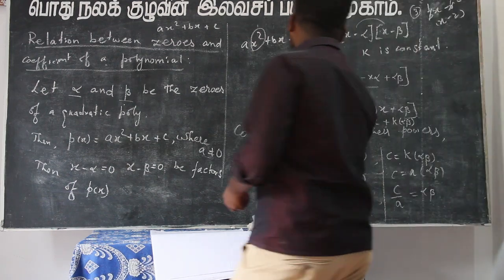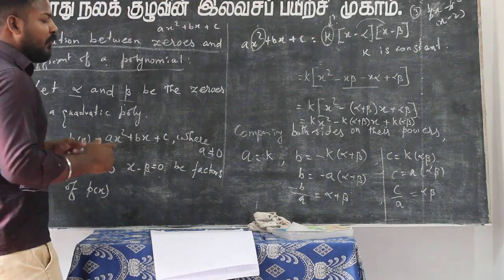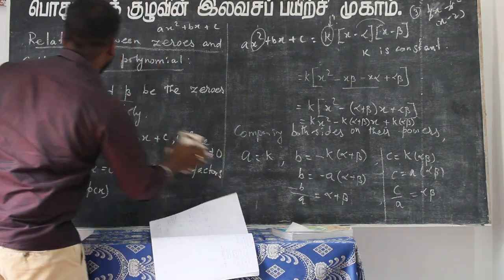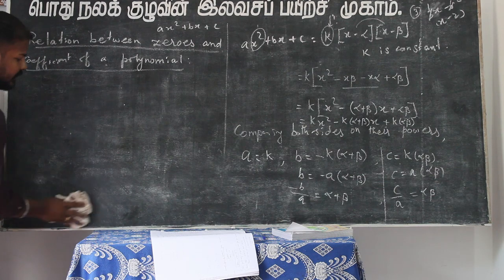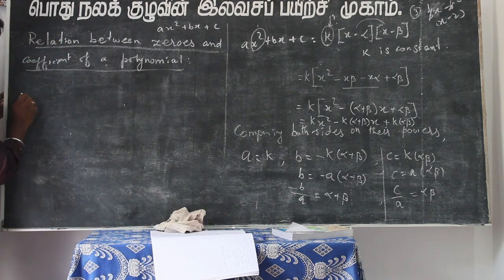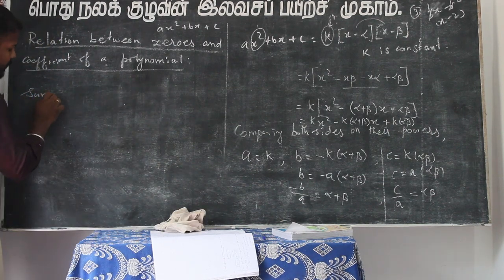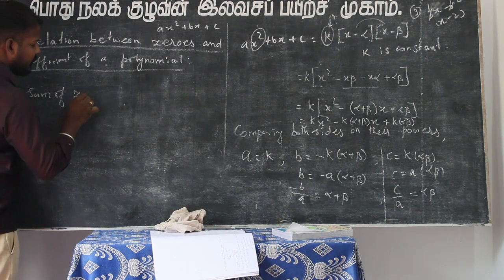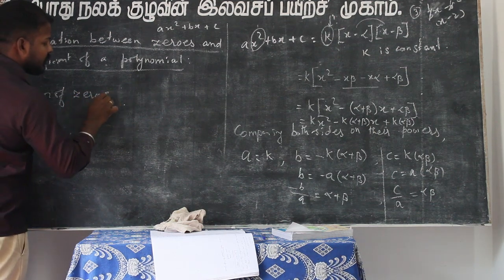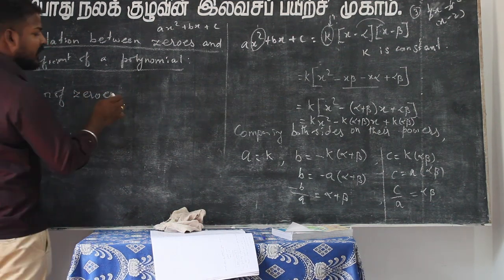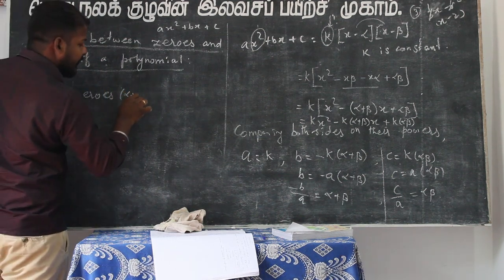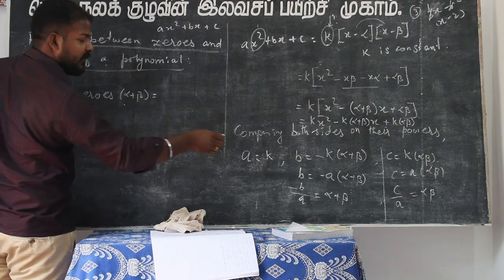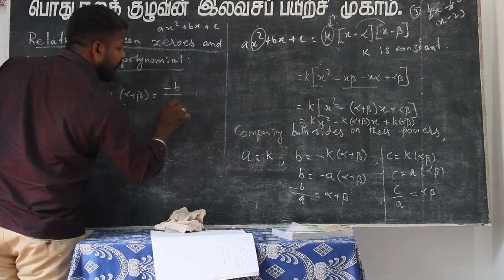So finally we can say the relation between the sum of zeros. So what is the sum of zeros? Alpha and beta will be the zeros. So alpha plus beta is equal to what will we get? Minus b divided by a.